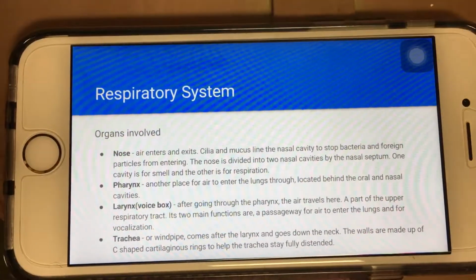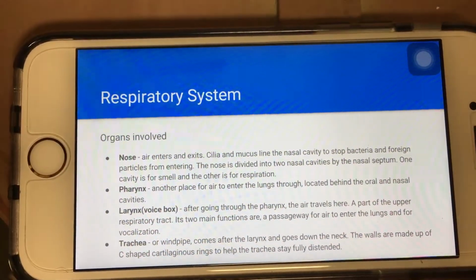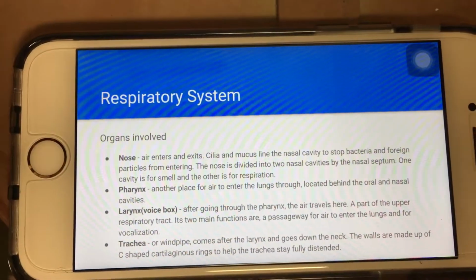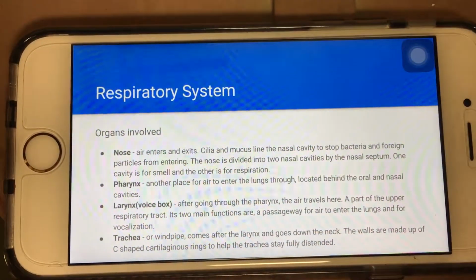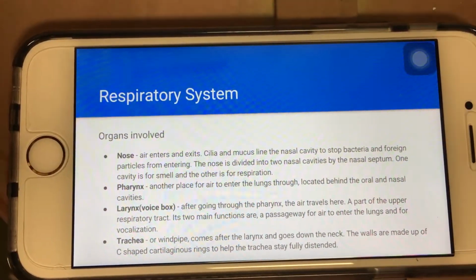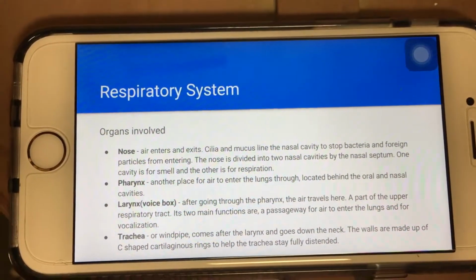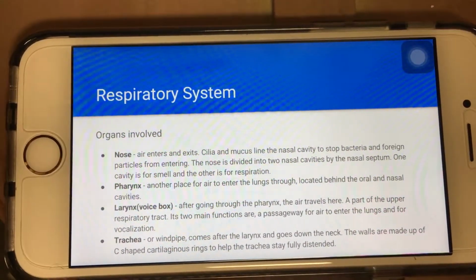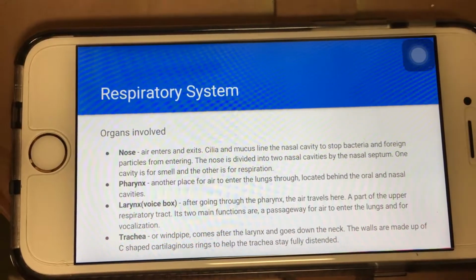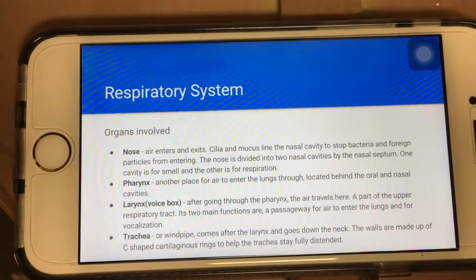Respiratory system. Organs involved. Nose. Air enters and exits the nasal cavity, which is lined with cilia and mucus to stop bacteria and foreign particles from entering. The nose is divided into two nasal cavities by the nasal septum. One cavity is for smell and the other is for respiration.